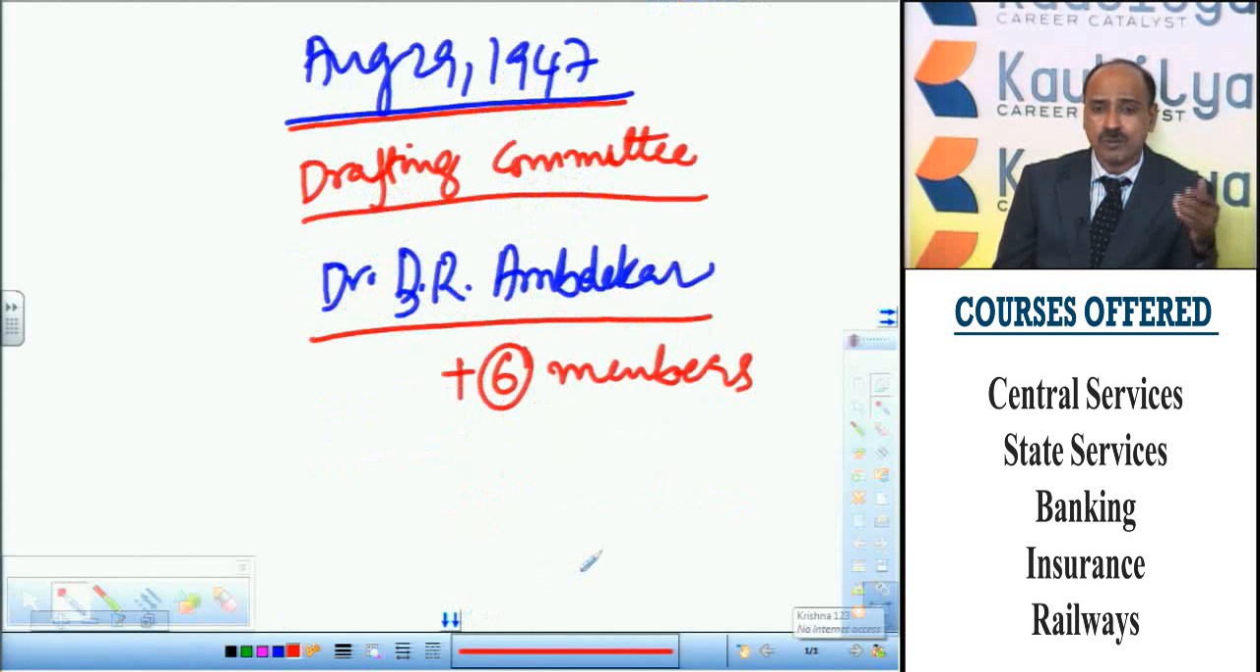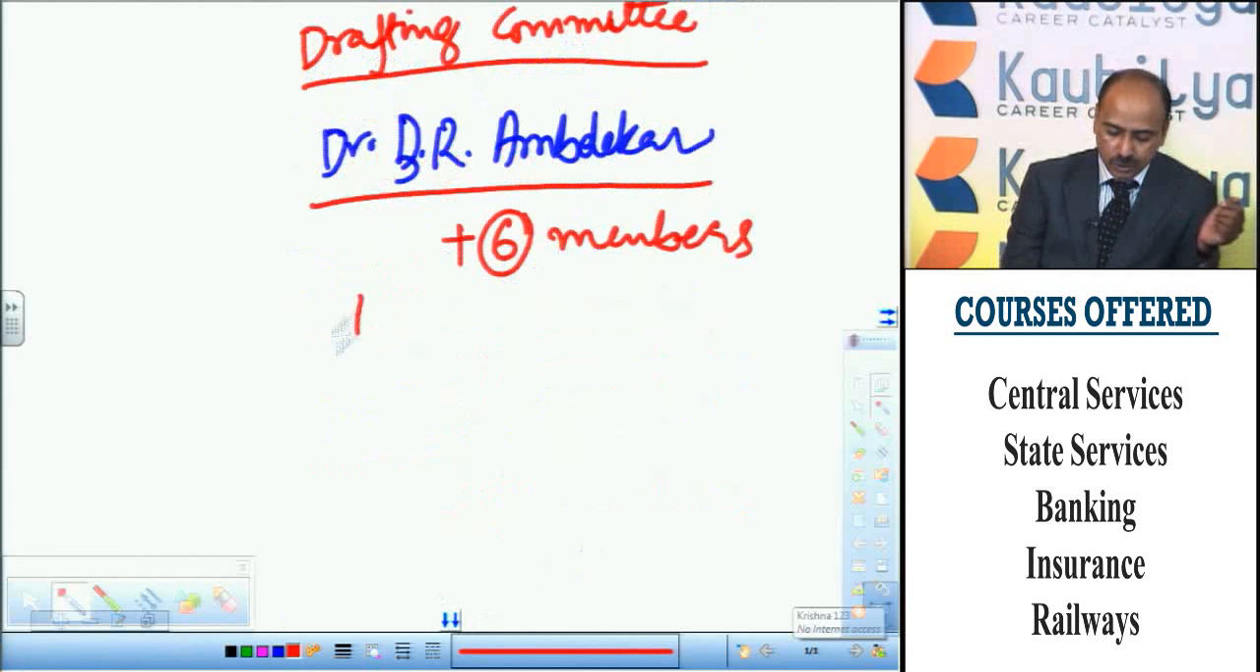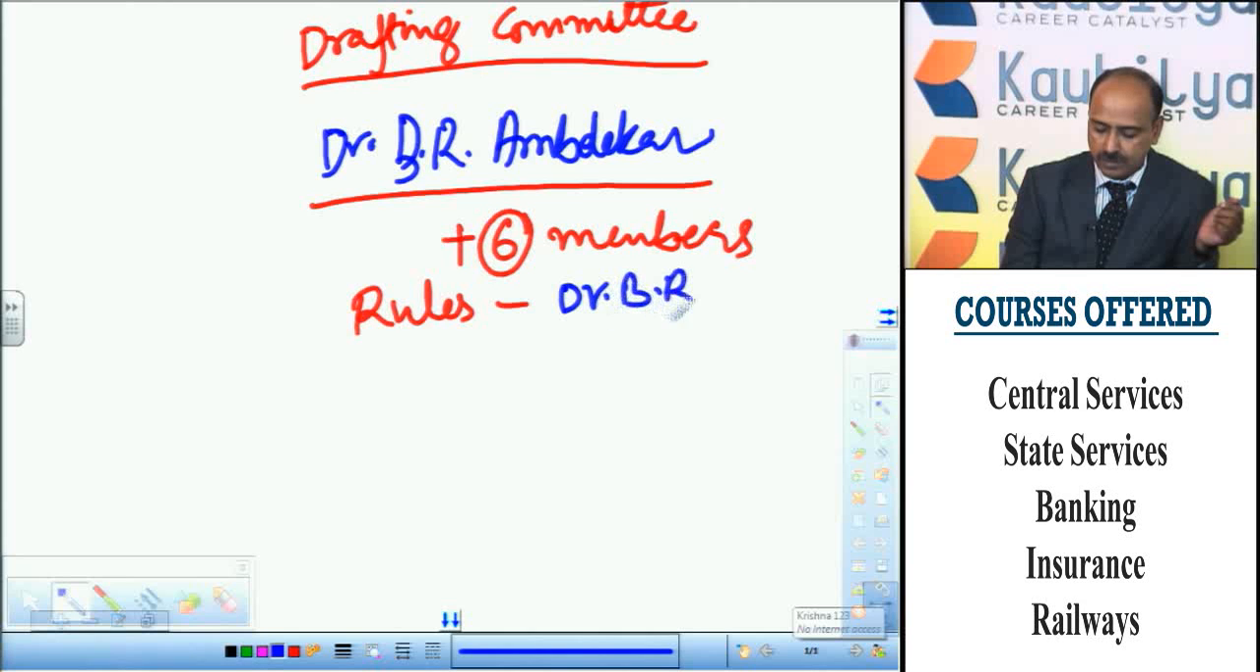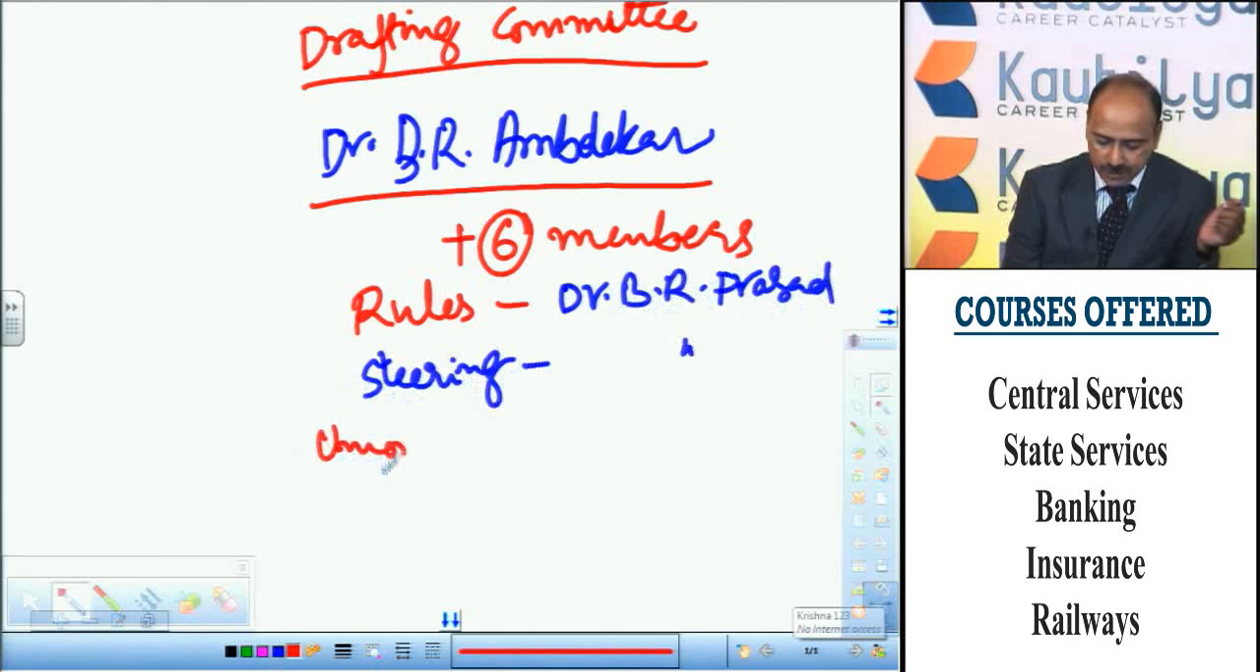Some other committees were also appointed, and we have to concentrate on their chairmen also. Those committees are the Rules Committee, whose chairman was Dr. Babu Rajendra Prasad. He was also chairman of the Steering Committee. Jawaharlal Nehru was the chairman of the Union Powers Committee and the Union Constitution Committee.